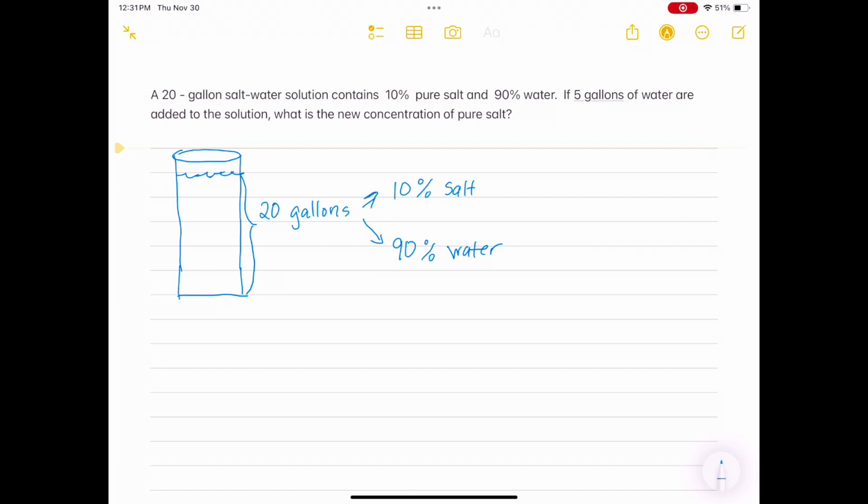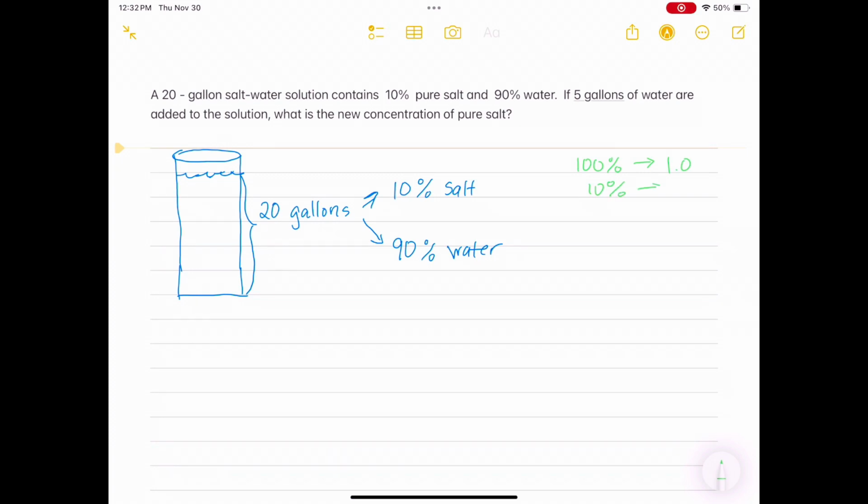So the first question I'm asking is, of those 20 gallons, how many gallons is salt and how many gallons is water? To find out how much is salt, I need to multiply 10% times 20. So I begin by converting 10% into a decimal. I go back to my reference, 100% equals 1, to remind myself that to convert a percent to a decimal, I need to move that decimal point 2 places to the left and drop the percent sign.